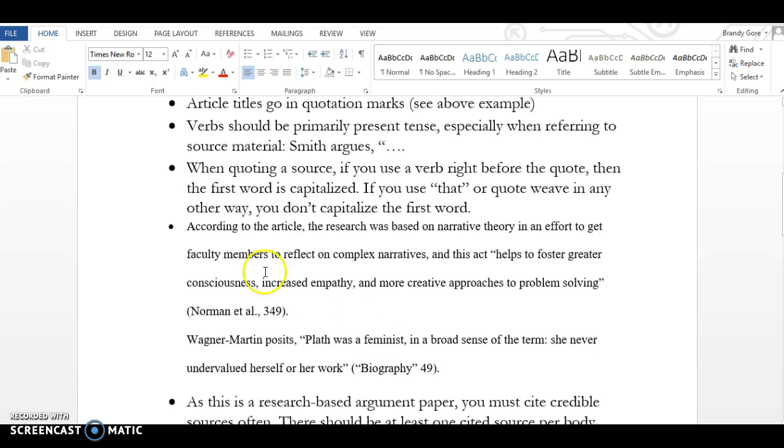So here are two examples. According to the article, the research was based on narrative theory in an effort to get faculty members to reflect on complex narratives, and this act helps to foster greater consciousness, increased empathy, and more creative approaches to problem solving. So here we have just weaved in the quote into the actual author's sentence here, my sentence.